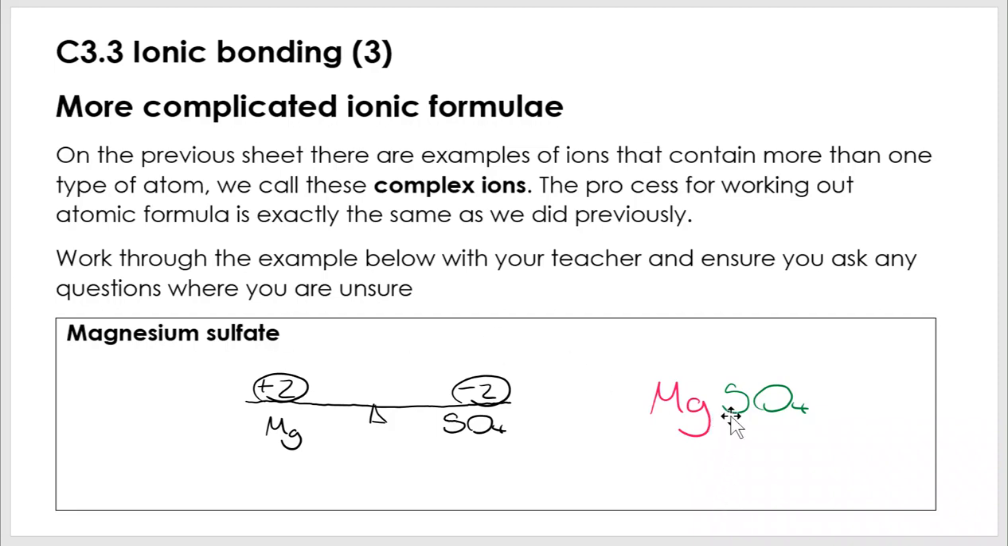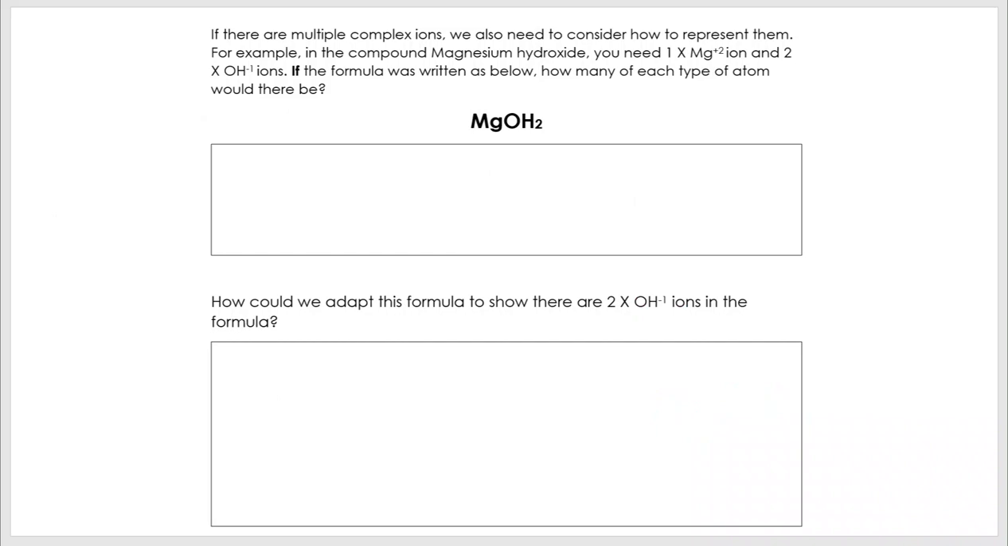And you will notice I have not changed the structure of the SO4 ion at all. It stays as SO4. Now let's take a look at this example before we go on to the next table. Now in this one, we have got 1 magnesium plus 2, and we've got 2 OHs minus 1. However, this does not show 2 OHs. It shows that I've got 1 Mg, 1 O, and 2 H's, because the 2 comes after the H only.